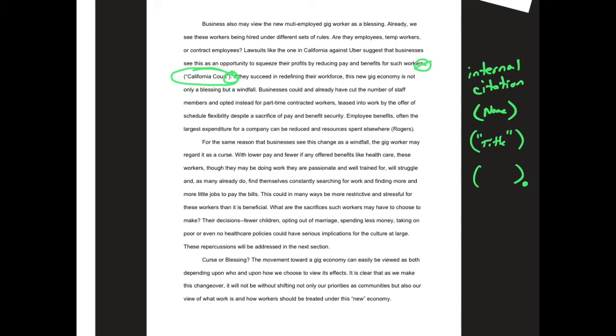Okay. So let's look at an example in a little fuller sense. So here's a sentence. Employee benefits, often the largest expenditure for a company, can be reduced and resources spent elsewhere. So I got this information from an author named Rogers. I'm going to put it in parentheses, and then I'm going to pull my period outside. It normally would go here. Instead, I'm going to put it at the end right there. All right. So I want to be able to see that you can do that within this essay, so that should be part of it.